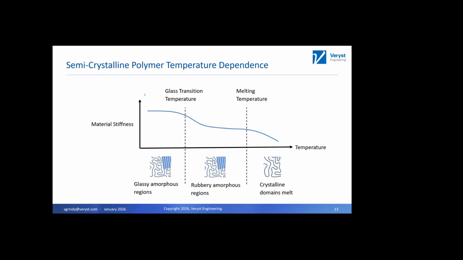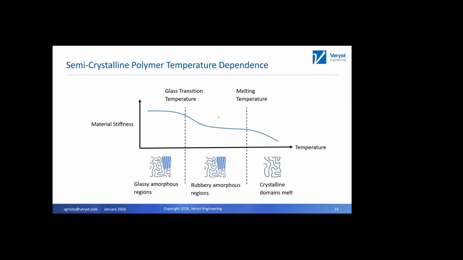This is just a cartoon laid out of how a semi-crystalline polymer will change its stiffness as a function of temperature. When we start at very low temperatures, we have glassy amorphous regions and we have crystalline domains as well. So we have a really high modulus. These are your really strong engineering polymers that have essentially gigapascals of modulus. When we go through the glass transition temperature, we usually get a couple orders of magnitude drop in the modulus. But depending on how crystalline our material is, we still could have a fairly high modulus.